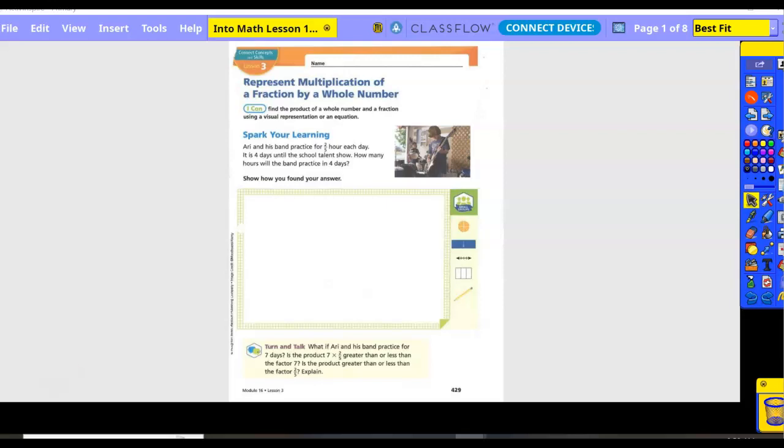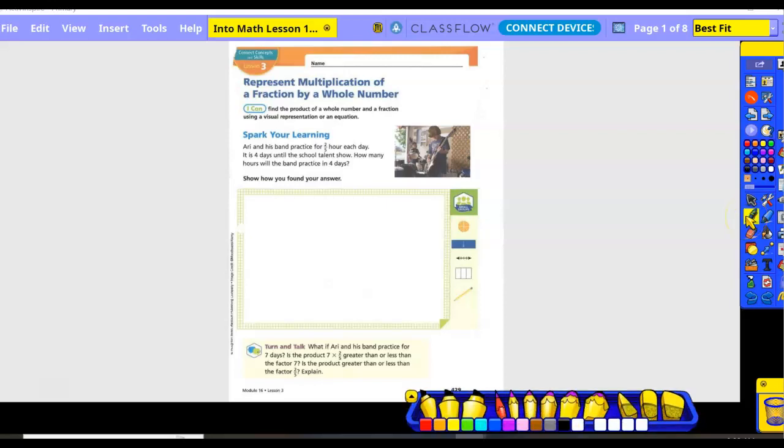Spark your learning. Ari and his band practice for 2/5 of an hour each day. It is 4 days until the school talent show. How many hours will the band practice in 4 days? So we're going to circle the information that we need to use. So 2/5 of an hour, 4 days. How many hours will the band practice in 4 days?